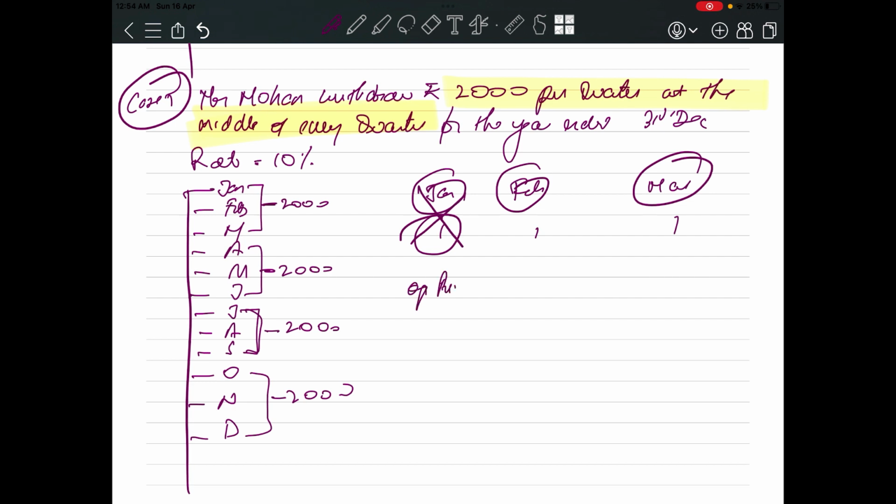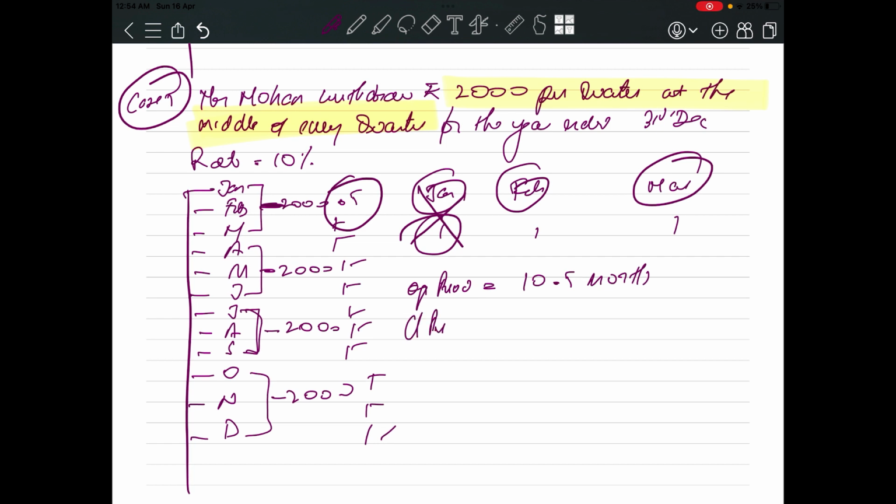So what will be the opening period? Can you tell me? Here he's withdrawing on the middle of the quarter, on the middle of Feb. So here is 0.5 months. If he's drawing in the middle, we will charge interest for 0.5 months only for the month of Feb. Then 1 month each for the rest. So what's the total? 1, 2, 3, 4, 5, 6, 7, 8, 9, 10 and 0.5. So it will be 10.5 months for which we will charge interest.